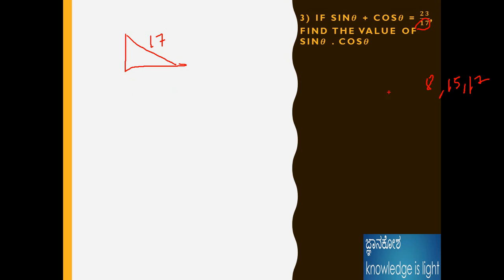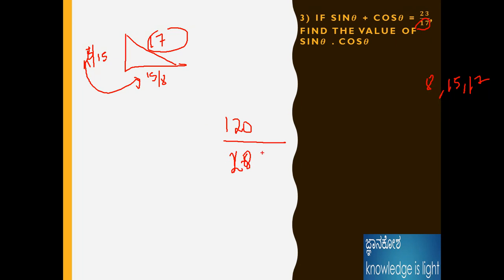Now either 8 or 15 is coming, or else 15 and 8. I am taking it directly, I have written 8 times 15, which is 120, and 17 square is 289. 17 square is 289. Don't get confused, I will write it as it is.